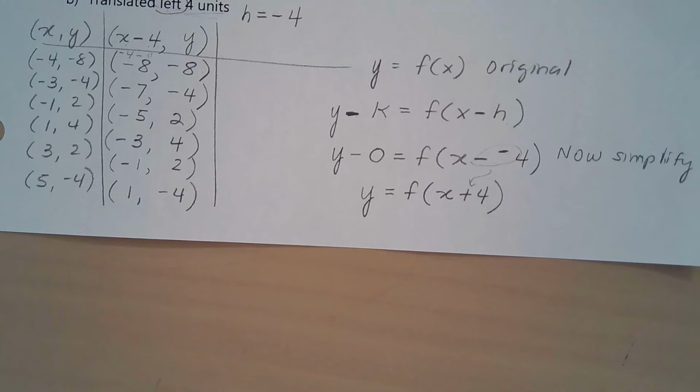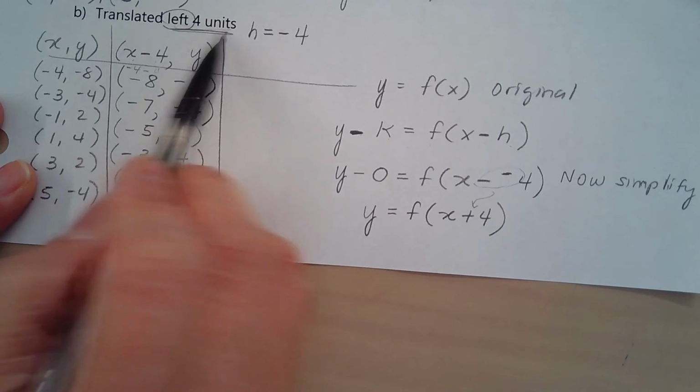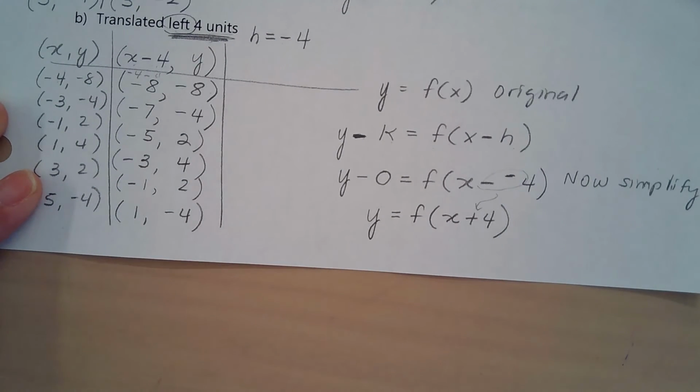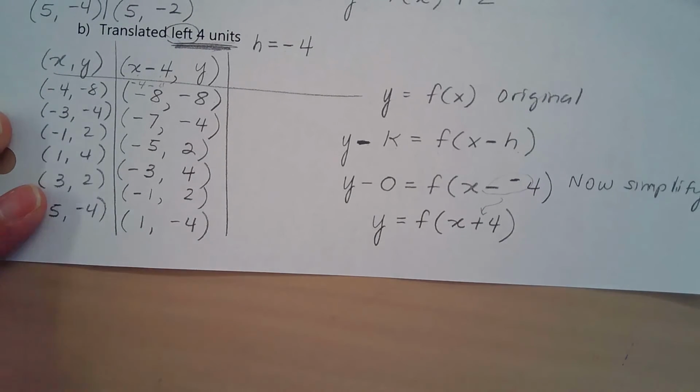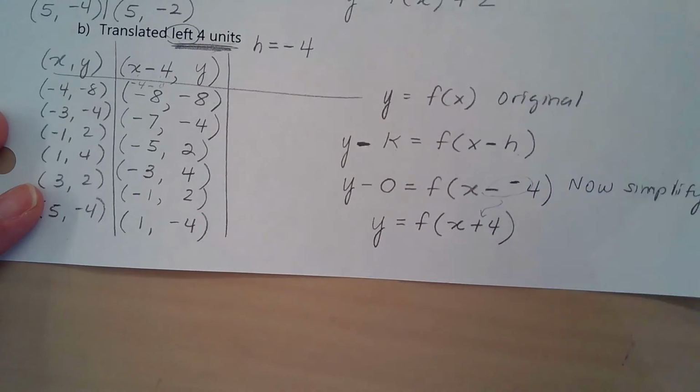Okay? That's why. Good? Now you're okay with that one. Why did you pick 0 for the vertical? Oh, because we just did 4 left. There's no vertical translation. Okay? Good?